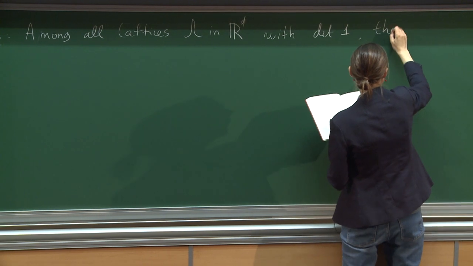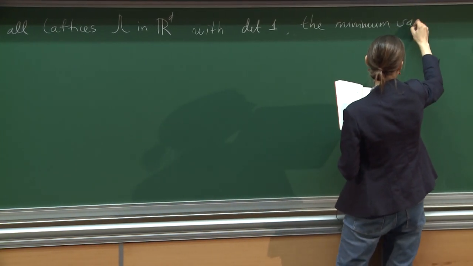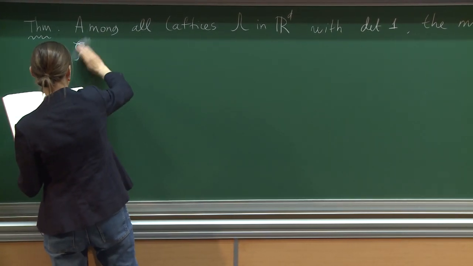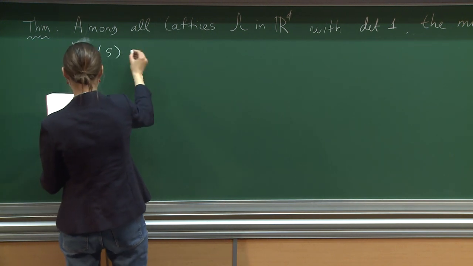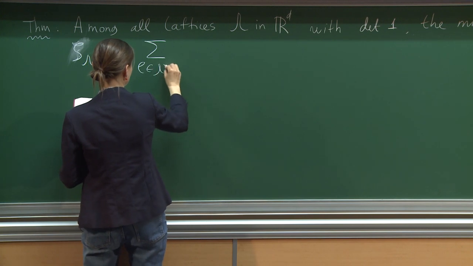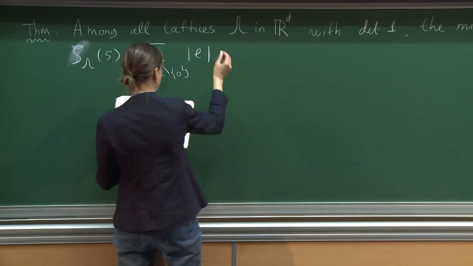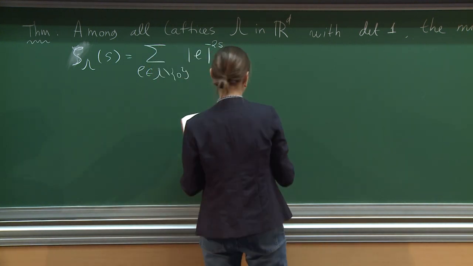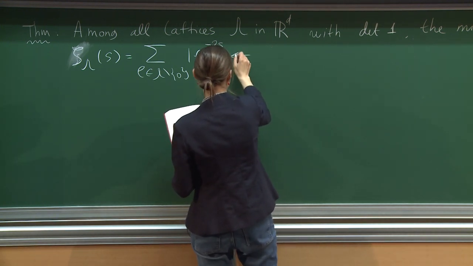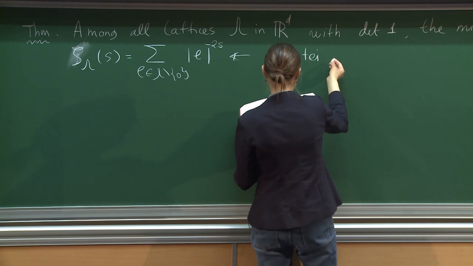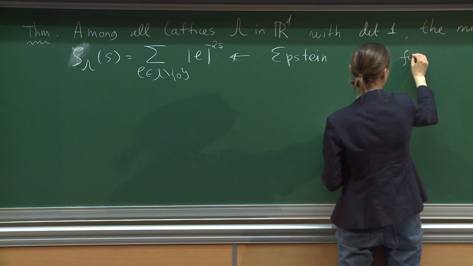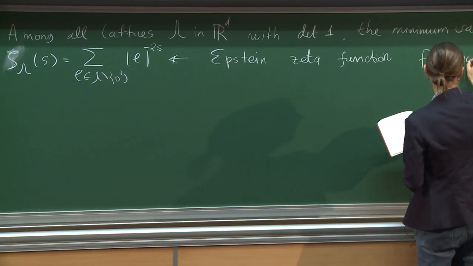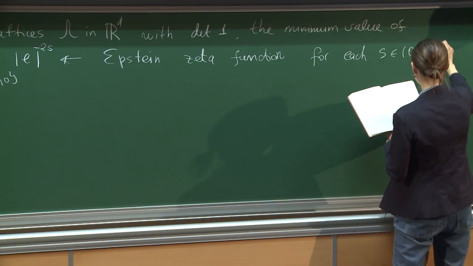the minimum value of the Epstein zeta function is achieved. So I just recall the definition. It's a sum over lattice points without zero, and we take the length of a point and take it to the power minus 2s, for the Epstein zeta function, if our parameter s is between 0 and infinity.